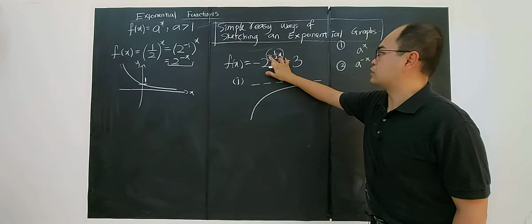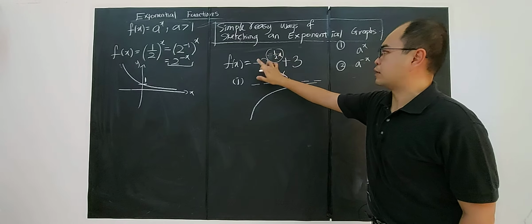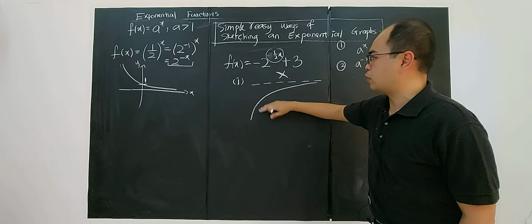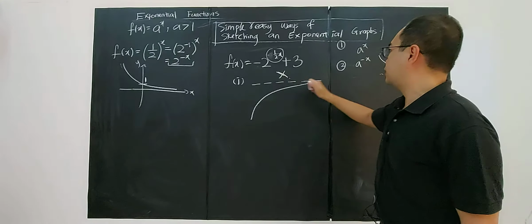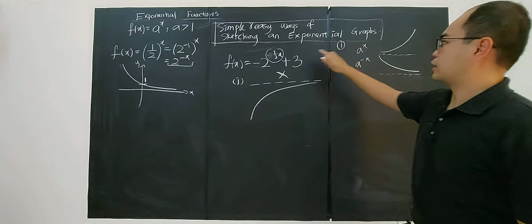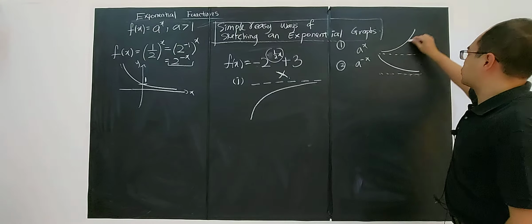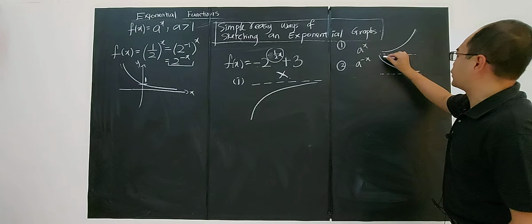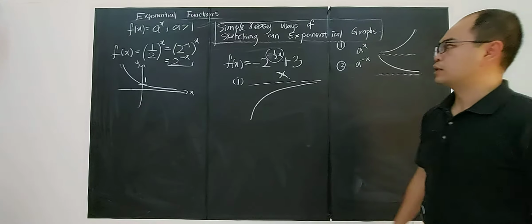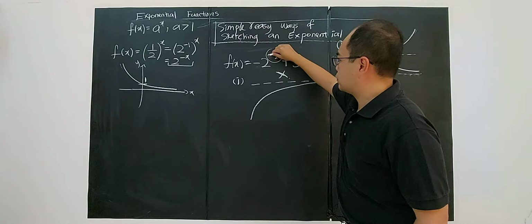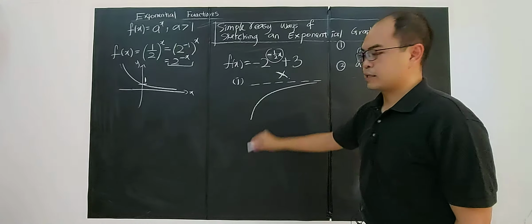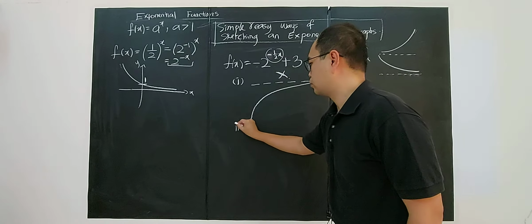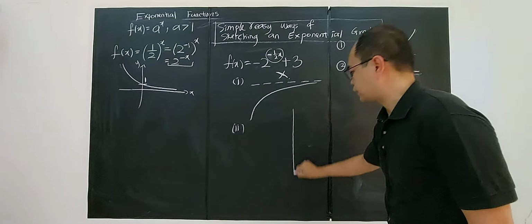But if this is positive, but this is negative, you know that it's always below the horizontal asymptote. And you look at the positive one, the curve is supposed to be this way. But once you put a negative, it will always be below the horizontal asymptote. So in this case, it will look this way. So step number 2, you sketch the graph.